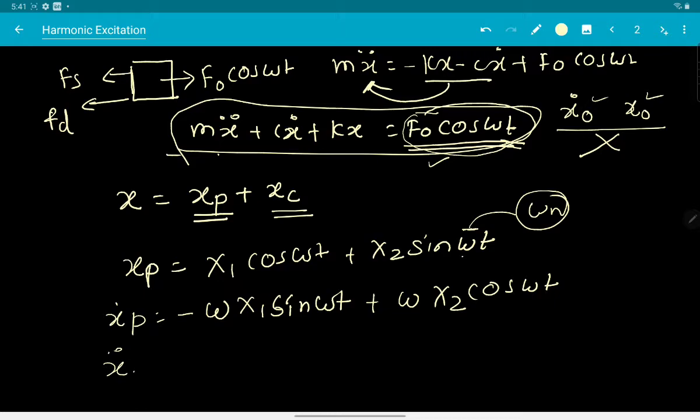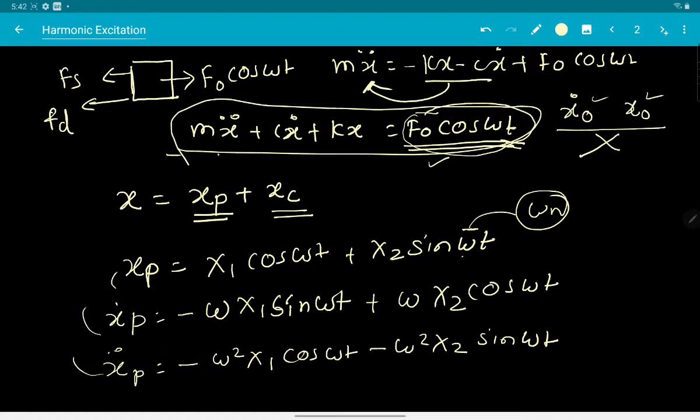Now x double dot p will look something like this: minus omega square x1 cosine omega t minus omega square x2 sine omega t. Now what we'll be doing is plugging these three values into this differential equation, and we are going to balance out the two sides to find the values of x1 and x2.